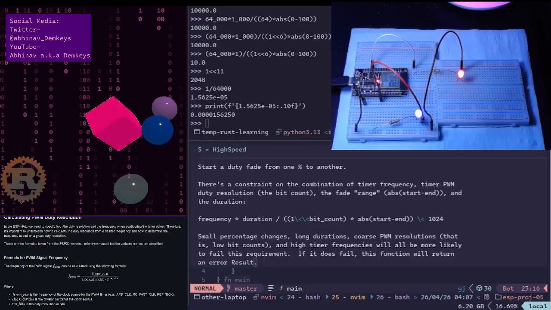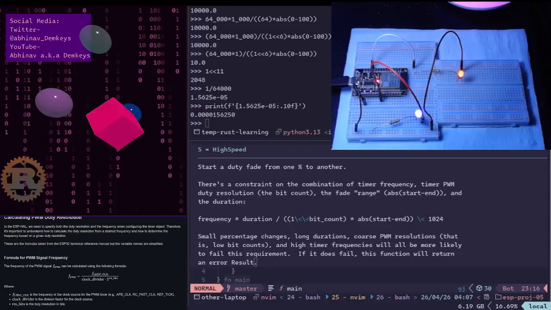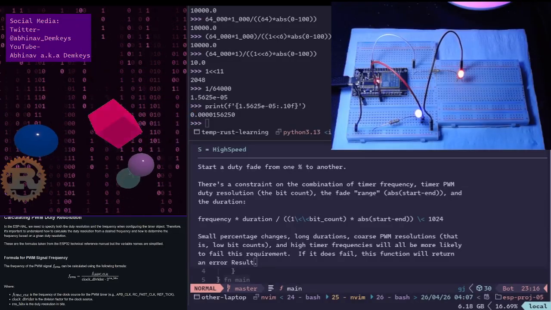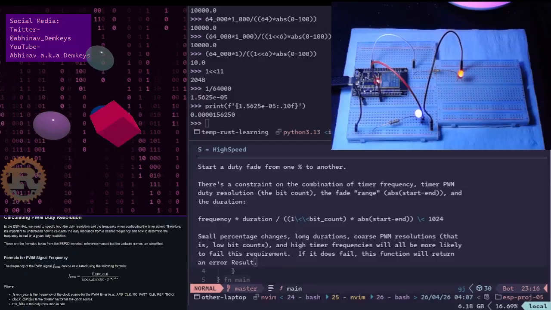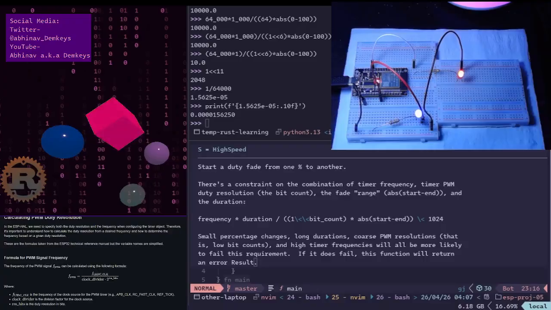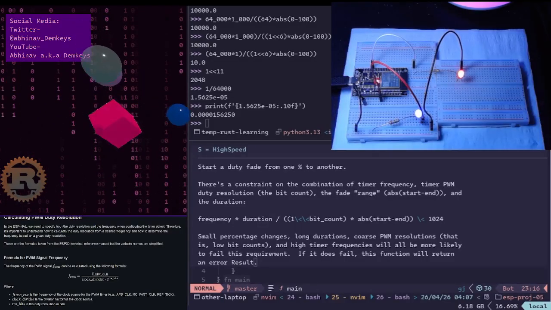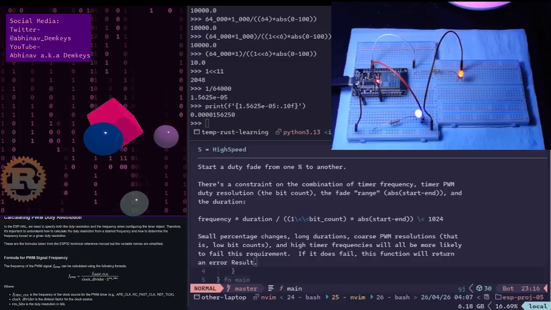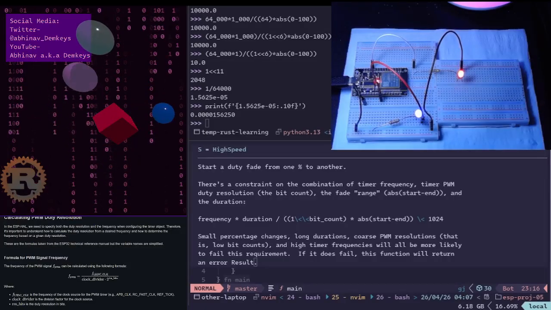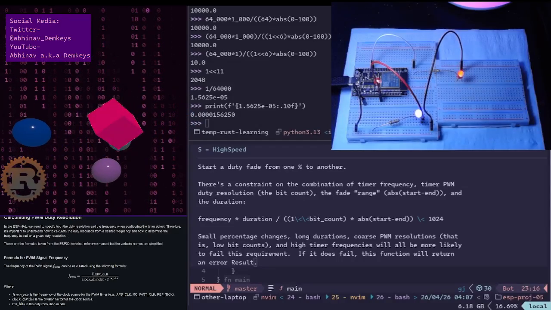Because within a second, we have 64,000 cycles. Each cycle in those 64,000 cycles has a 10% duty cycle. I'm not sure how to say that. The duty cycle for each period is 10%.